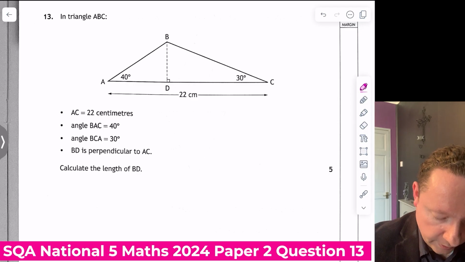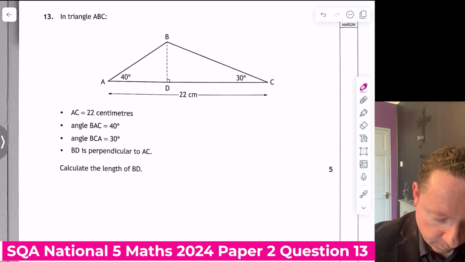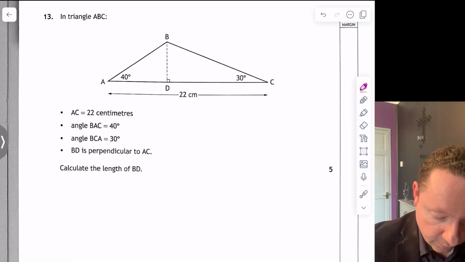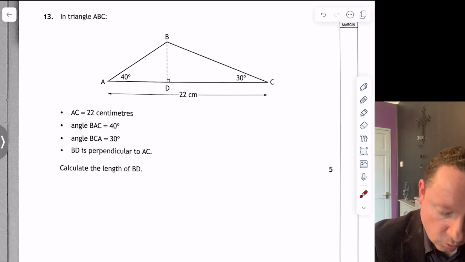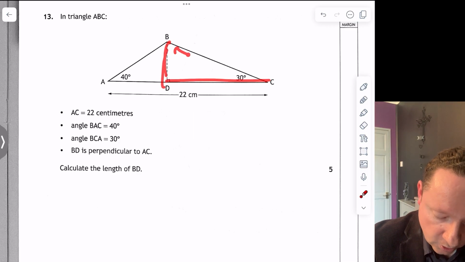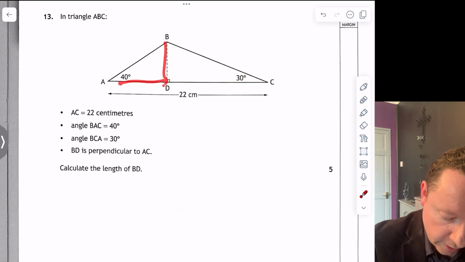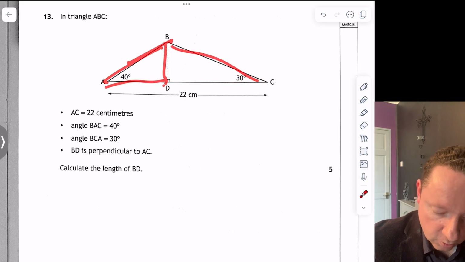2024, Paper 2, Question 13. AC is 22, BAC is 40, then we've got 30, and BD is perpendicular to AC. Find the length of BD. So I've got triangles, so it's probably something to do with sine or cosine rule, and I need to find a length. I can't really do much if I've got no lengths in this triangle and no lengths in this triangle, so I'm going to have to use a rule. Let's see if we can find out any angles first.